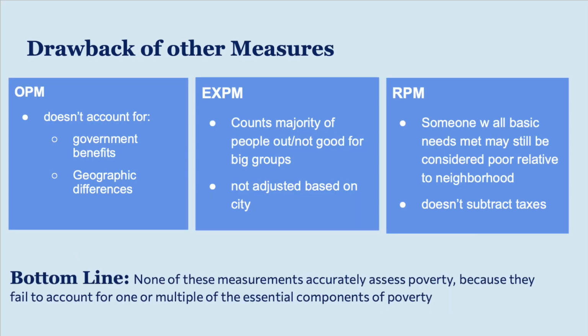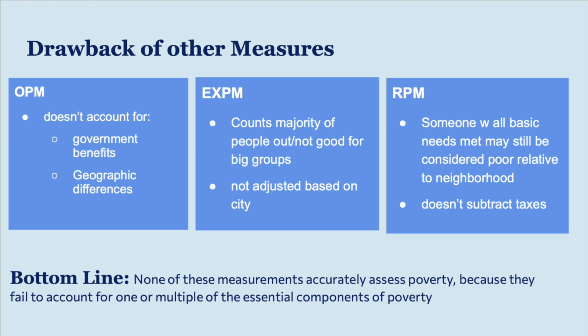There are several other poverty measures. Three of the biggest are the OPM, the official poverty measure, the EXPM, the extreme poverty measure, and the RPM, the relative poverty measure. The OPM only looks at a household's pre-tax income. The OPM does not include government benefits. These benefits offset some of the costs that are associated with having the basic needs. Government programs like SNAP provide families with a stipend for food, allowing them to spend a portion of their income on other expenses. It also does not look at the differences that are caused by geography.